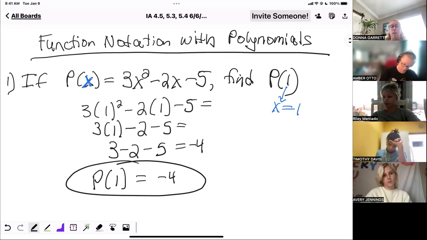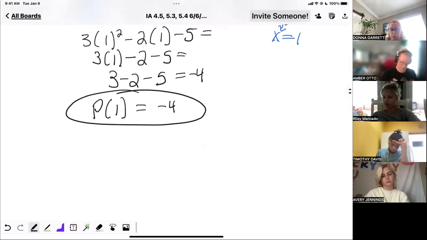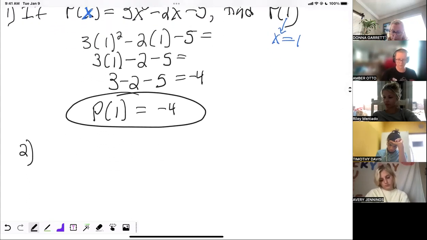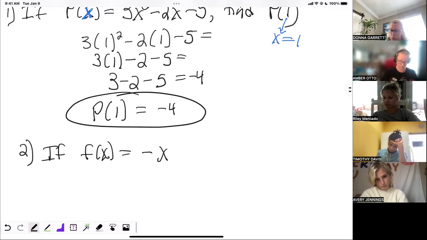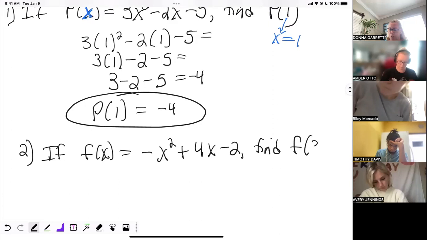This one is a caution. This one's one that a lot of students get wrong, so I want to do it. Okay, so if f of x is equal to negative x squared plus 4x minus 2, find f of 3.